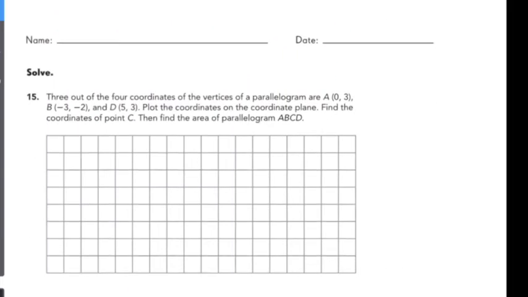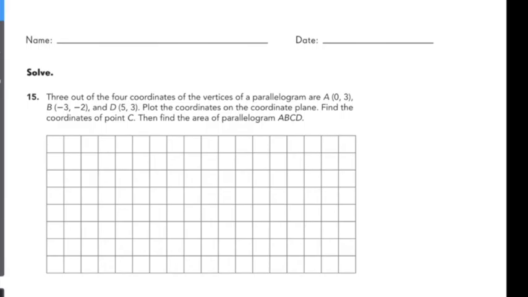So let's go to 15. So 15, what you're going to need to do is make a coordinate grid, and you're going to make a parallelogram. The only thing is that they do not tell you the last point. So here, you need to make sure that you label the x and y axis, label your coordinates, and so forth.